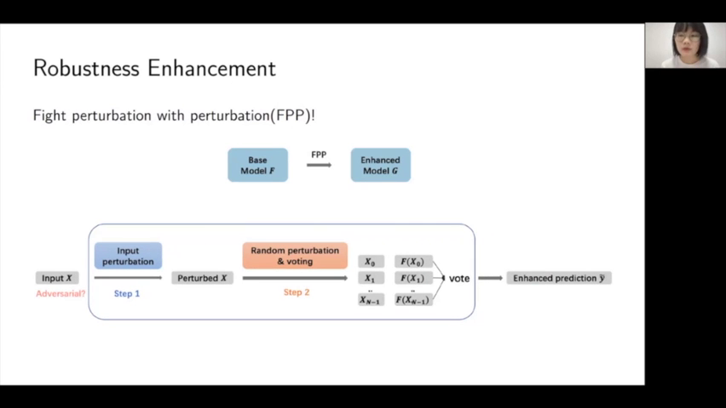In this framework, we use two-stage perturbations to build an enhanced model G on the base model F, as long as F satisfies weak robustness. In the first step, we try to conform the input X to the data distribution. The second step is to apply random perturbation to X and utilize the voting of samples to make a prediction. The randomness introduced in the first stage can be eliminated by this process.